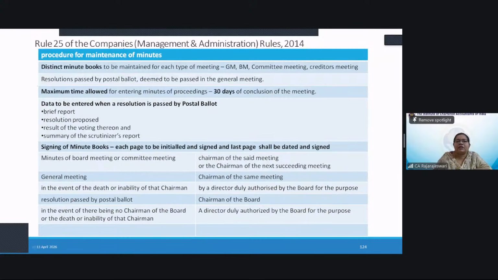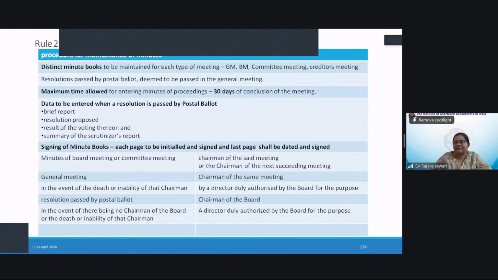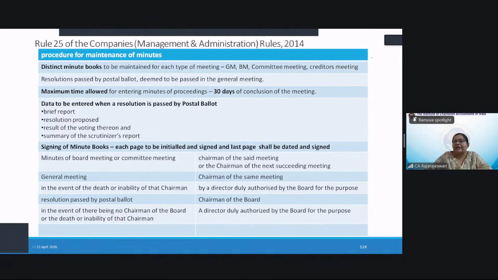Then what is the rule which prescribes the maintenance of minutes? That we will see. Now, any minutes that has been maintained, you have to maintain it separately for board meeting, separately for extraordinary general meeting, and for annual general meeting. Why? It should be consecutively numbered.